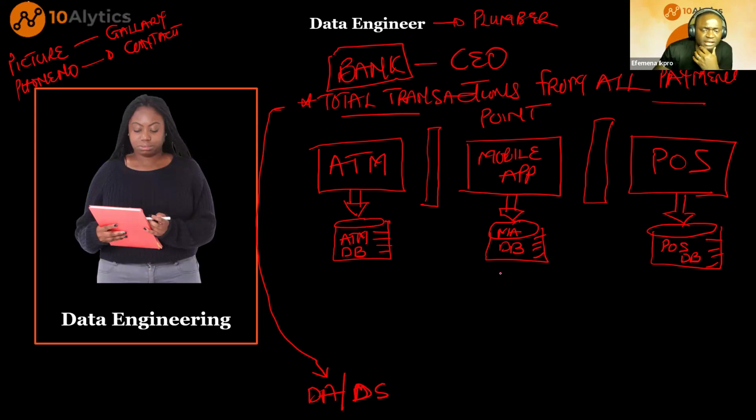The role of the data engineer: these people need data. They need data to answer this question, total transactions from all payment points within a bank. Without data, they can't do their job. Literally, their names are data analyst, data scientist. So they need data to do their job. Without data, they won't be able to do their job.